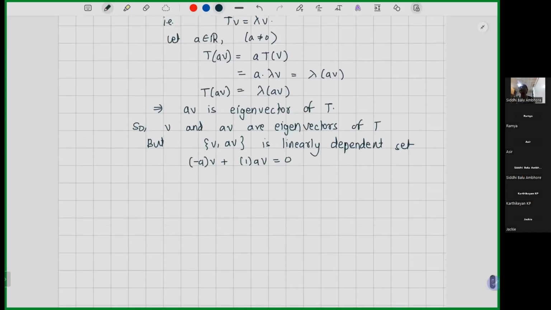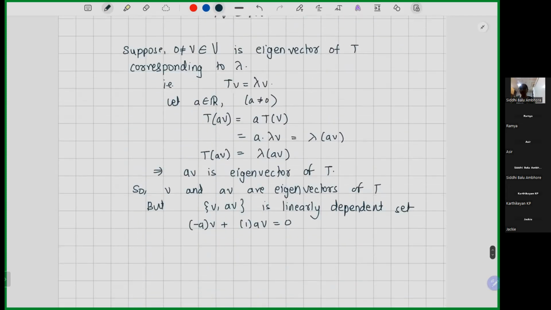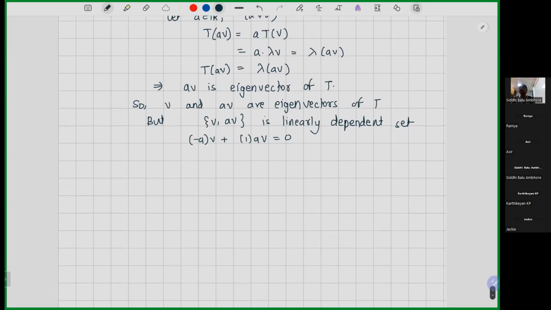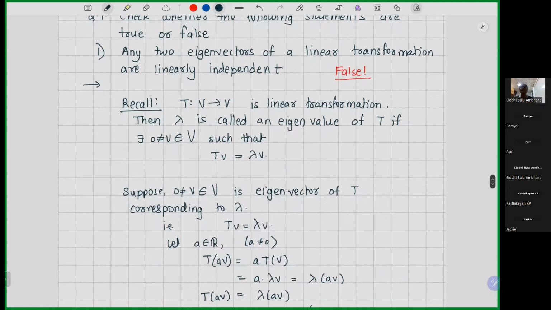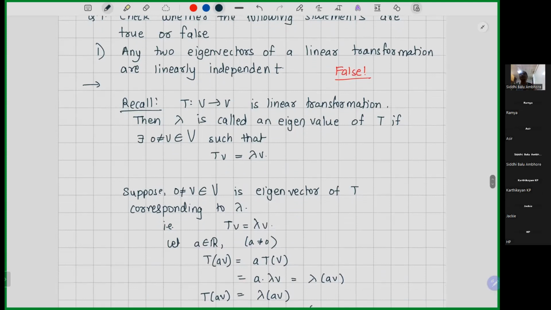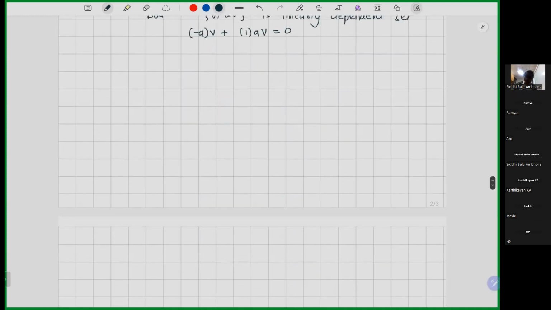Is it clear? Any doubts here? If there are doubts, please unmute and ask, or write it in the chat. But I hope it is clear that given two eigenvectors, they need not be linearly independent. Now, the second question.